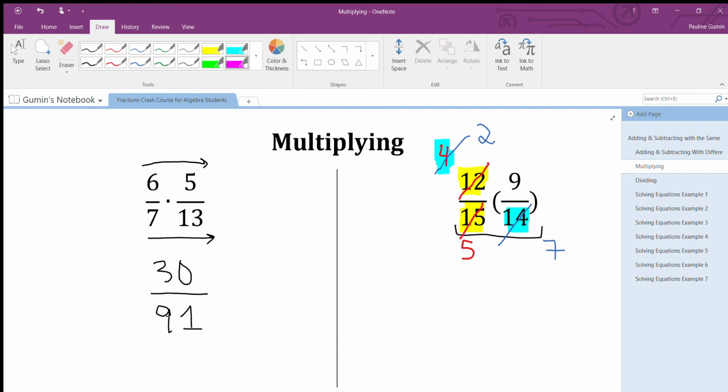Anything else I can reduce? Well, can I reduce this 2 with anything anymore, with the 5 or the 7? Nope. Can I reduce the 9 with the 5 or the 7? No. Okay, we have fully reduced, which means we can multiply straight across the top and straight across the bottom. 2 times 9 is 18. 5 times 7 is 35. I already know I can't reduce this because I reduced everything possible in the fraction. I still check because I'm not perfect and maybe I missed something.